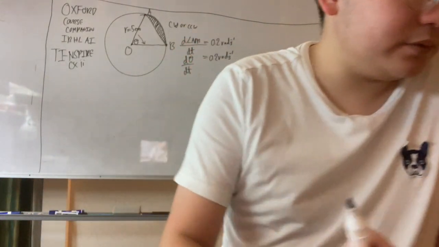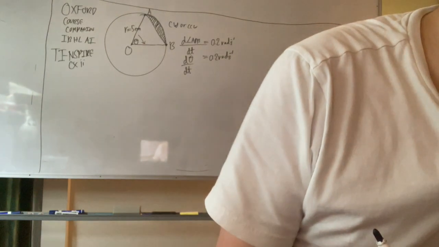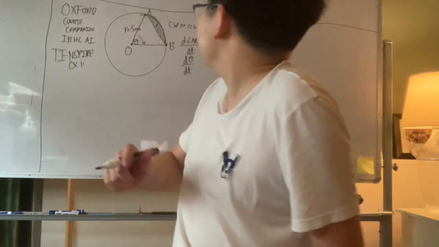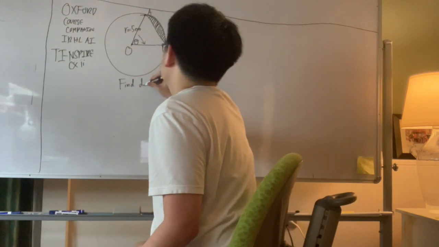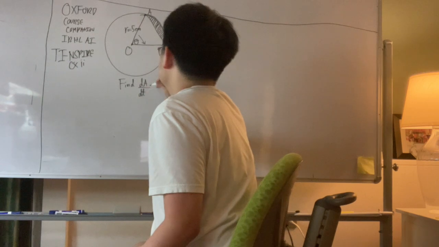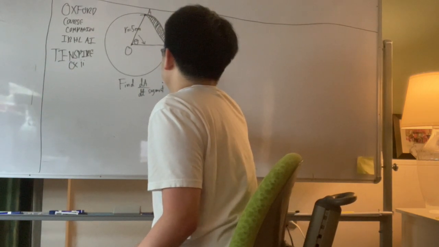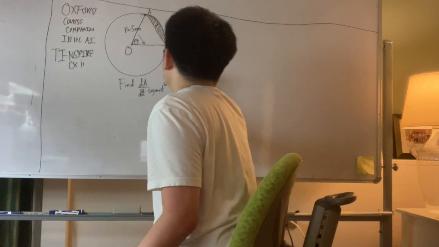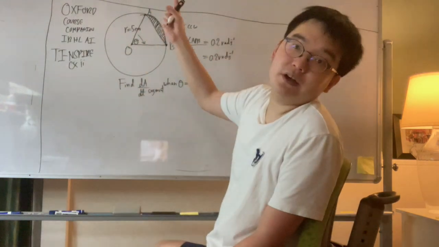Now, find the rate at which the area of our minor segment is increasing. So basically find dA/dt of the segment when theta equals 1. Okay, so first things first, we need to find the area of this segment.